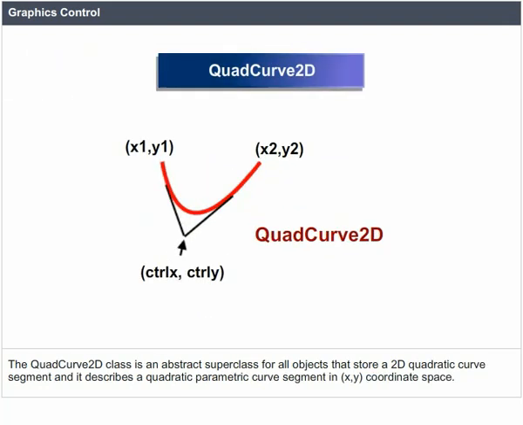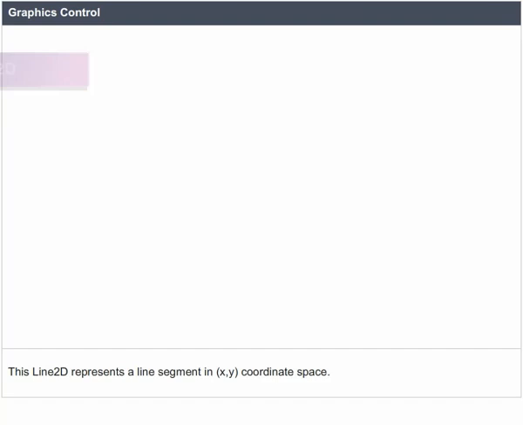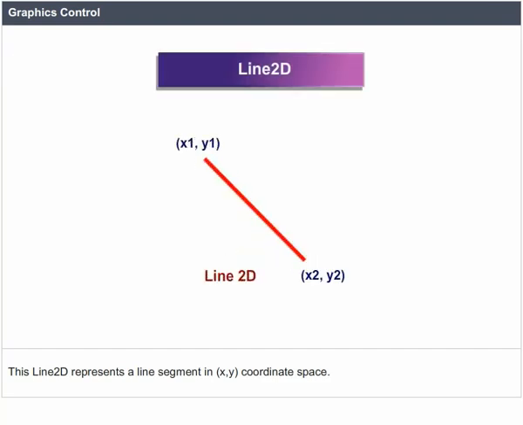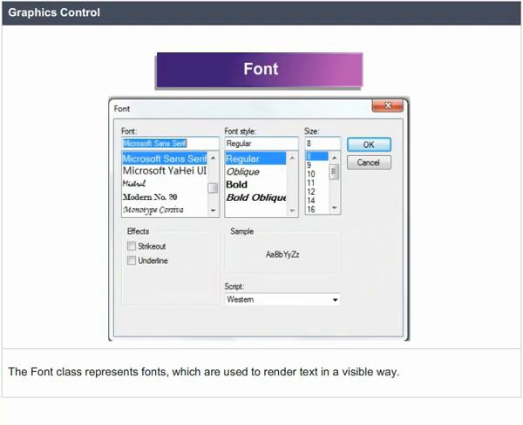Quad curve 2D. The QuadCurve 2D class is an abstract superclass for all objects that store a 2D quadratic curve segment, and it describes a quadratic parametric curve segment in xy coordinate space. Graphics control. Line 2D. This Line 2D represents a line segment in xy coordinate space. Font. The Font class represents fonts which are used to render text in a visible way.